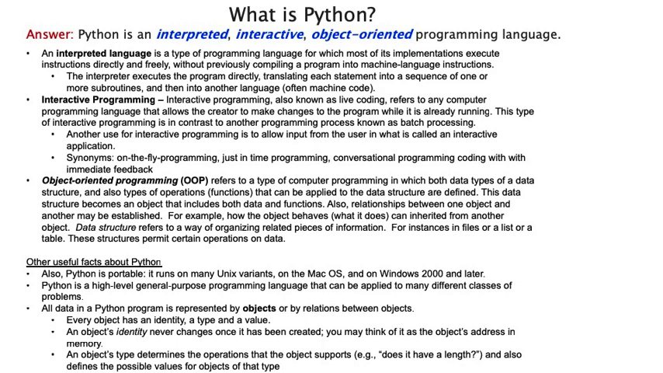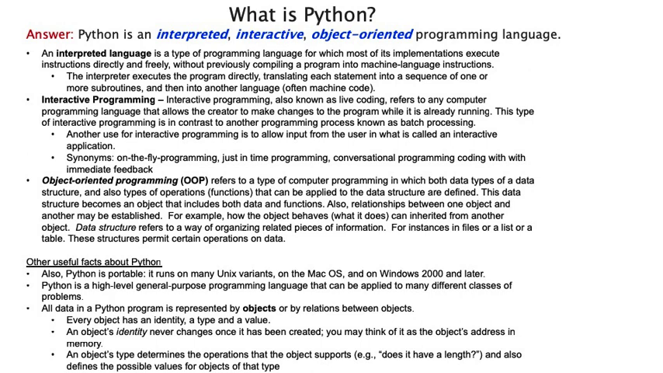Other useful facts about Python. Python is portable. It runs on many different variants of Unix, Linux, Mac OS, and Windows 2000 and later. Python is a high-level general-purpose programming language that can be applied to many different classes of problems. It can do many things, and in fact, in a slide or two, we're going to explore what those things are.